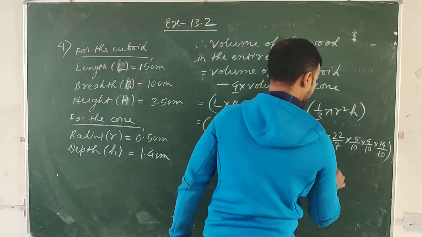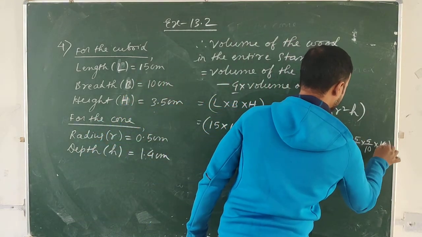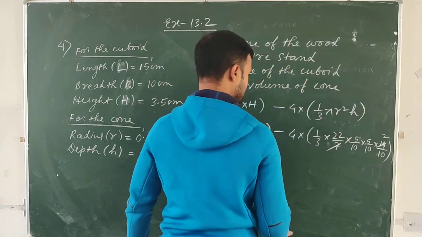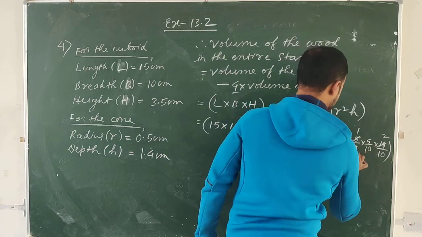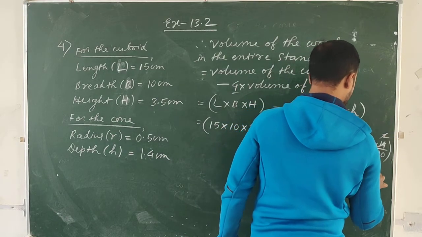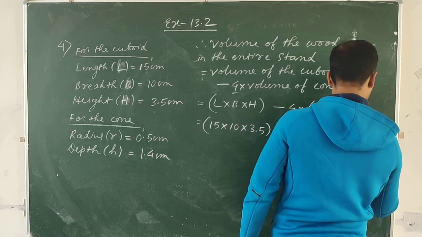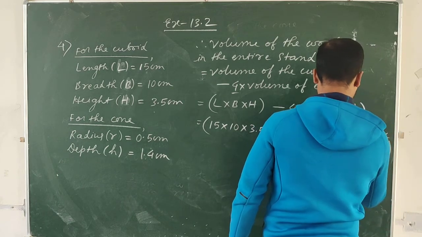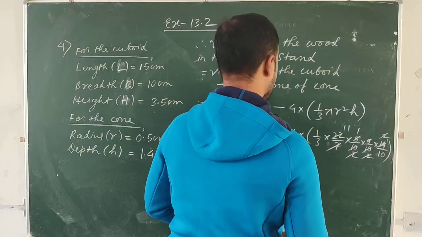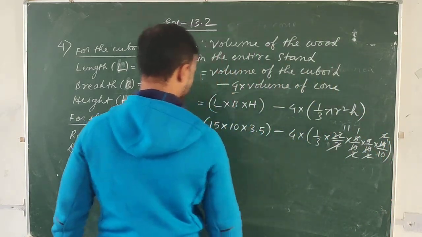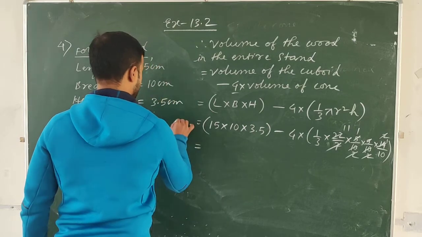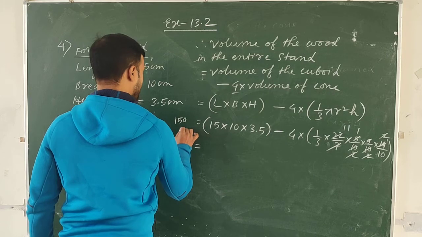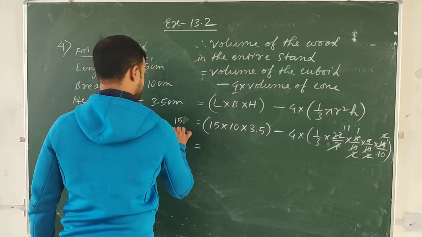So this 7 I will cancel with 14, 2 times. Next, this 5 I will cancel 2 times. This 2 I will cancel 2. With this 5 I will cancel 2 times. This 2 I will cancel 11 times. So this will be 150, or 15.